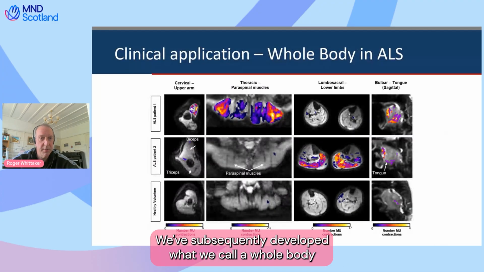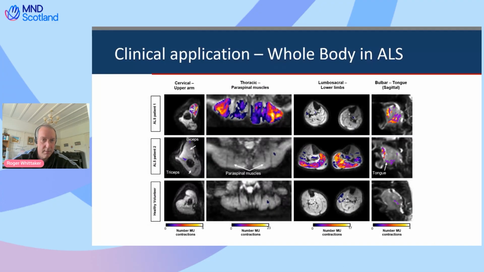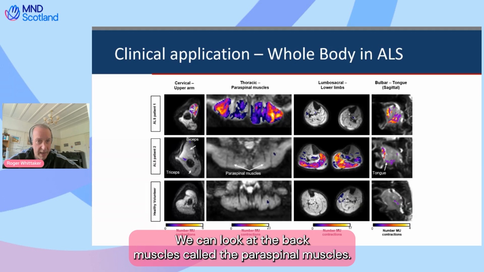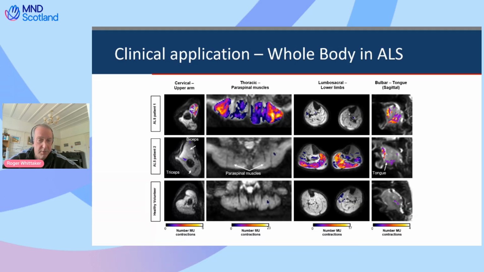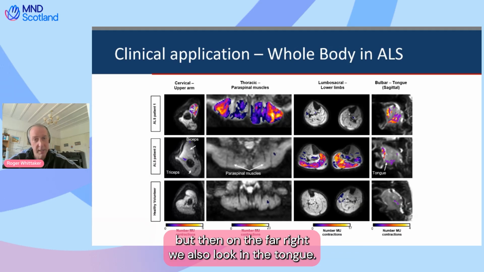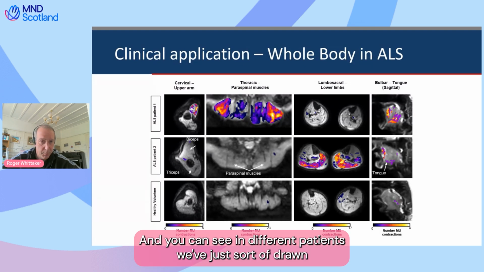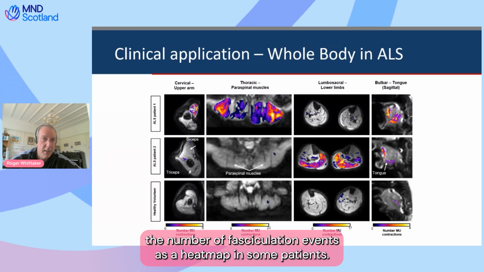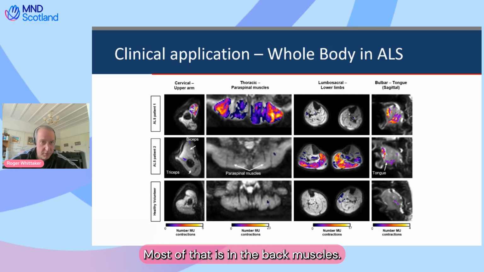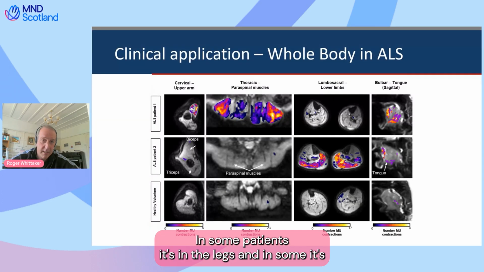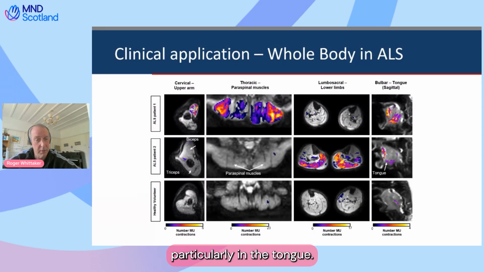We've subsequently developed what we call a whole body imaging protocol, where we can look at the arms, we can look at the back muscles called the paraspinal muscles. We also look at the legs, but then on the far right, we also look in the tongue. And you can see in different patients, we've drawn the number of fasciculation events as a heat map. In some patients, most of that is in the back muscles. In some patients, it's in the legs, and in some, it's particularly in the tongue.